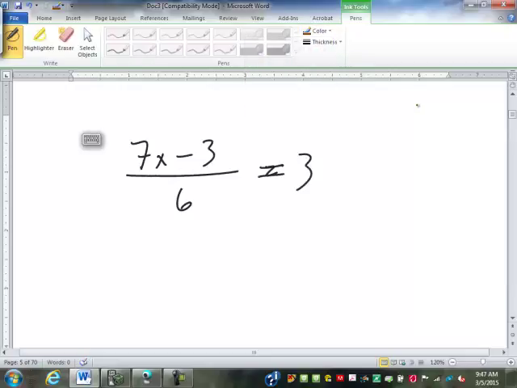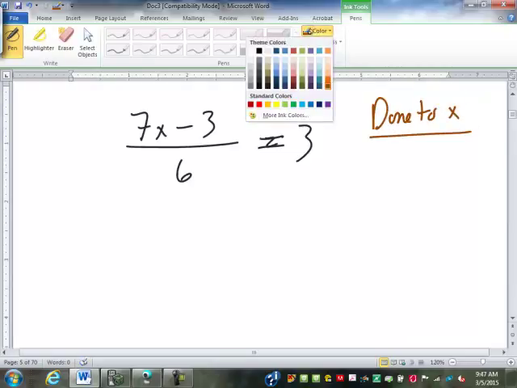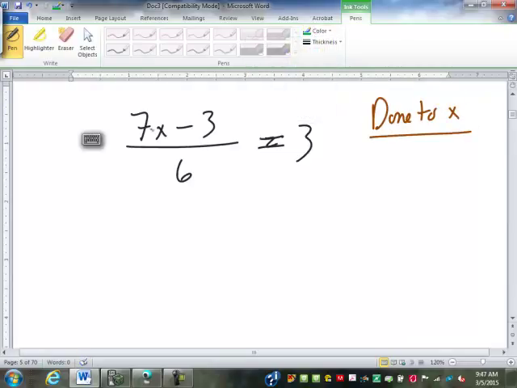So let's look at this one. How would I solve this? Talk me through it. Well, remember how we did this. We ask ourselves, what has been done to our variable? So in this case, what's been done to x? The first thing that happened is it was multiplied by 7, right? Then 3 was subtracted from it, and then the whole works was divided by 6.